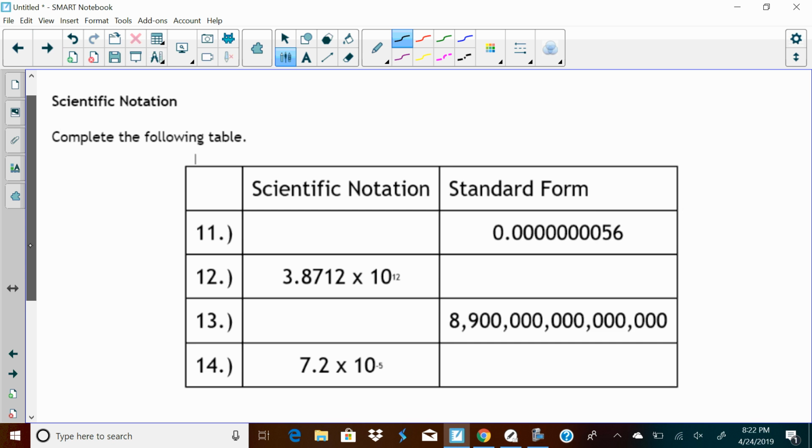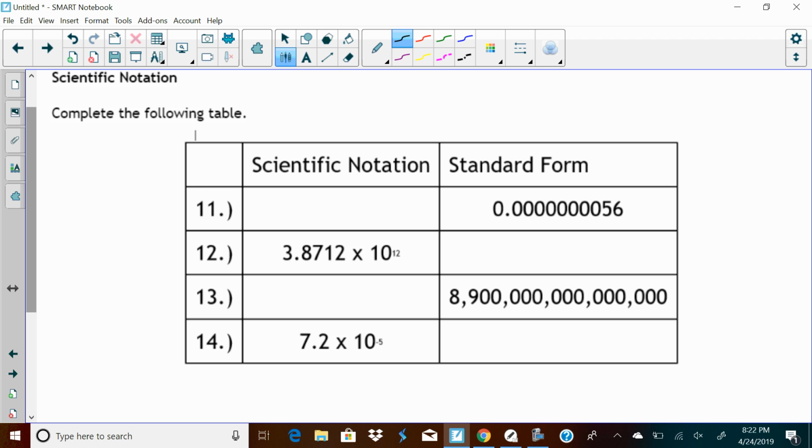Scientific notation. So my decimal point is going to be between the 5 and the 6. So I'm going to write it as 5.6 times 10 to the -9th. This one, I'm going to write out my numbers. So 3, 8, 7, 1, 2. I already moved over 4 spaces, so I need 8 more.